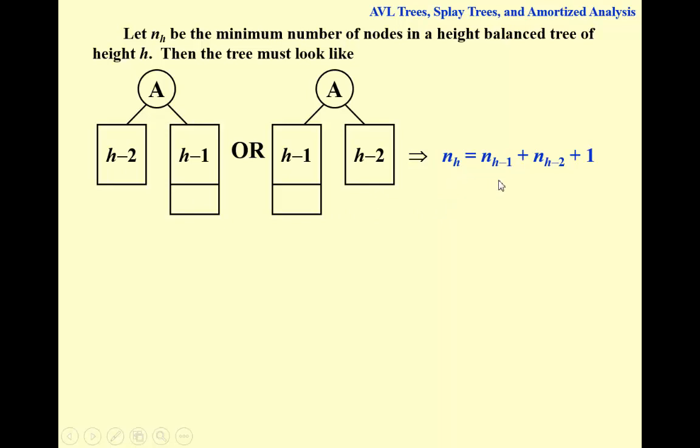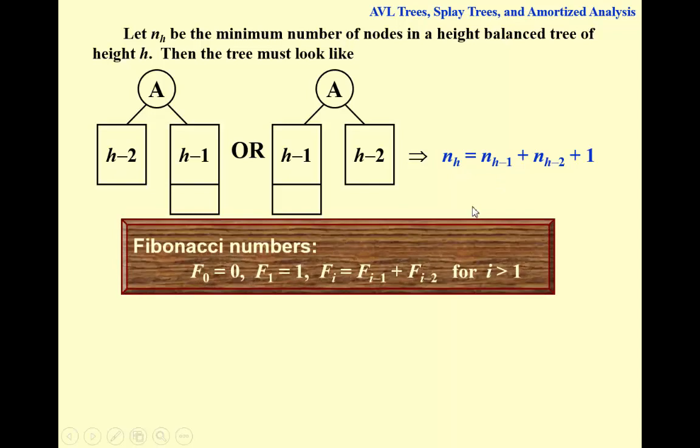Does this equation look familiar to you? I hope the answer is yes. It looks so similar to Fibonacci numbers, right? This is the definition of a Fibonacci number. The difference is that there is an extra 1 here. Actually, we can prove that n sub h is F sub h plus 2, minus 1.